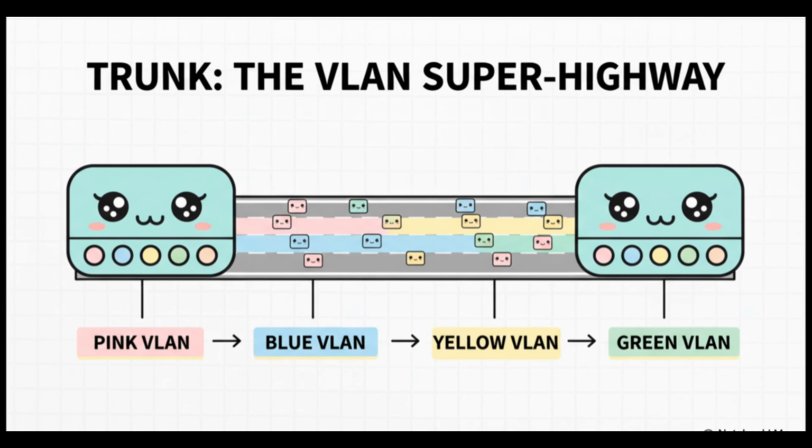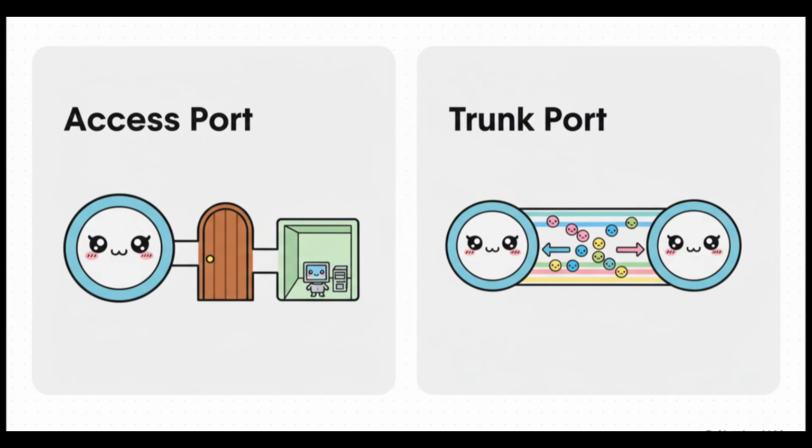What we really need is some kind of superhighway between our switches, a special link that can carry the traffic for the student VLAN and the faculty VLAN and any other VLAN we might create, all at the exact same time, without ever getting them mixed up. And that special connection has a name. It's called a trunk. This chart just lays out the difference perfectly. An access port is your specialist, one single VLAN connecting to an end device like your PC.